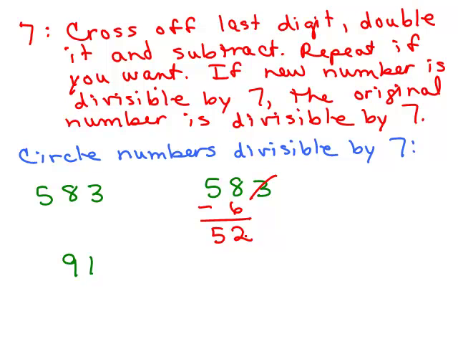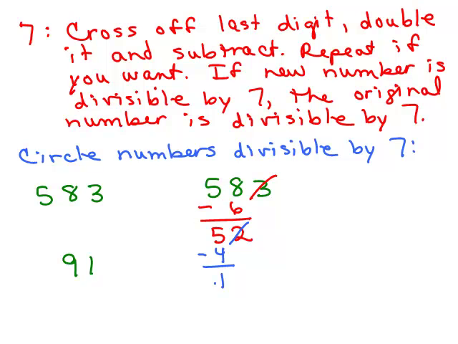What if you're not sure? Well, you could do it again. Go ahead and cross off the 2. That's the last digit. Double it, and you get 1. Does 7 go into 1 evenly? No. So I'm not going to circle 583. 7 does not go into 583. Of course, you could check this with a calculator too. You'll see you're going to get a remainder.